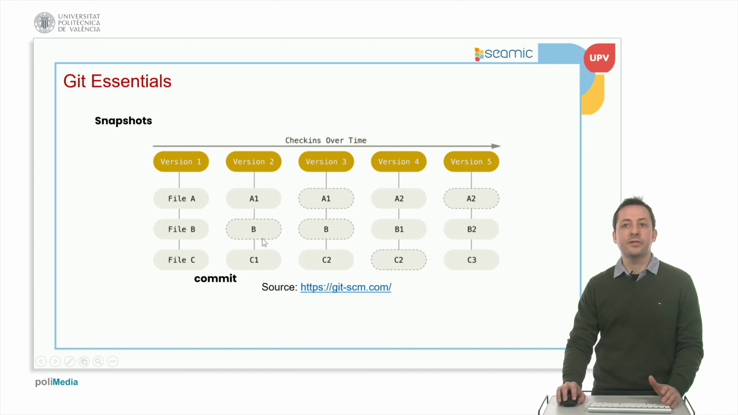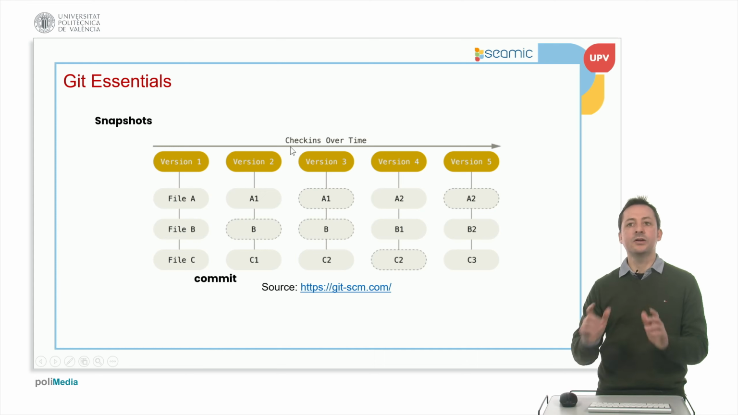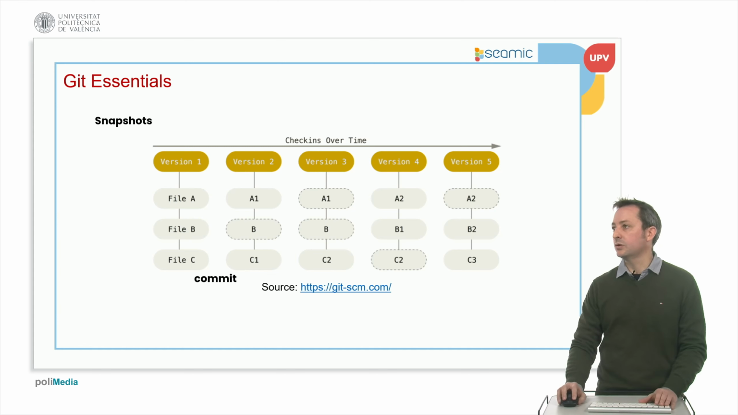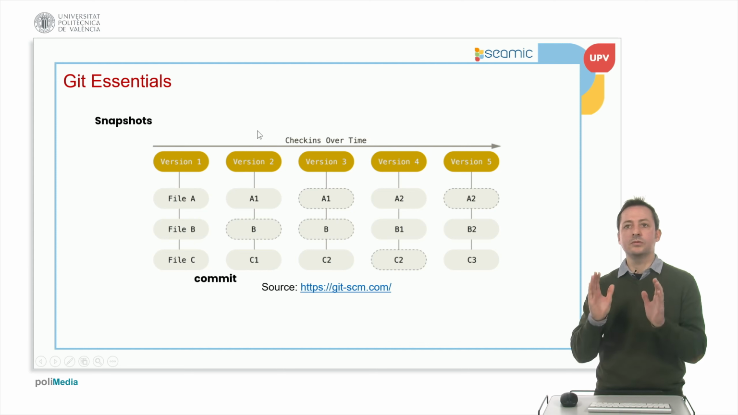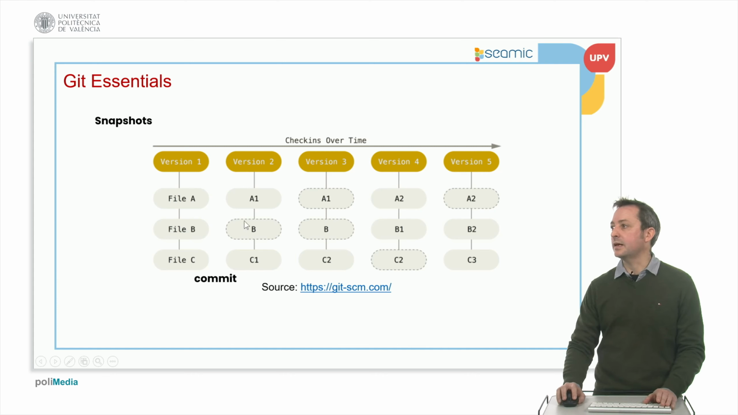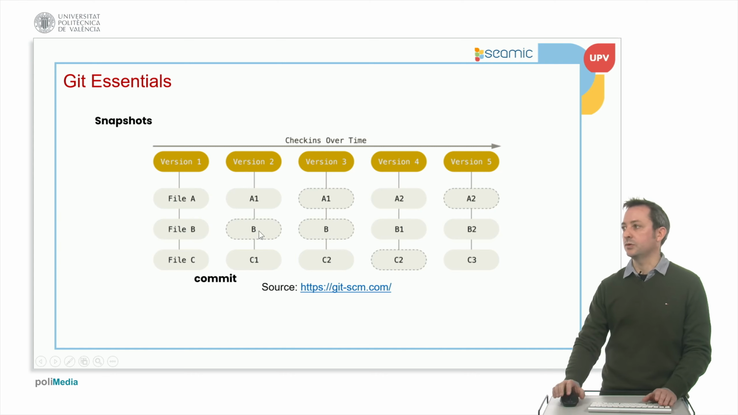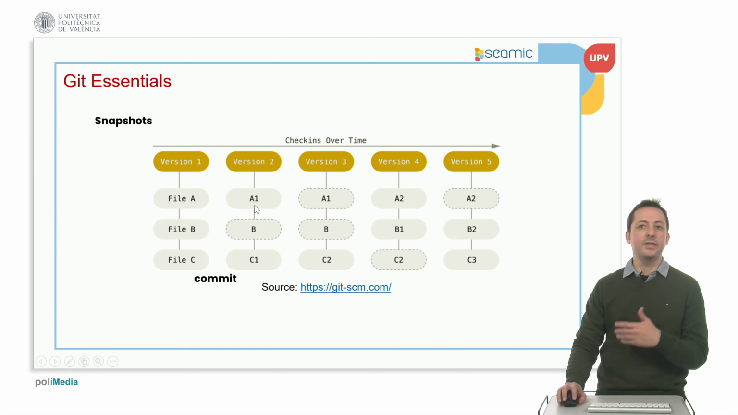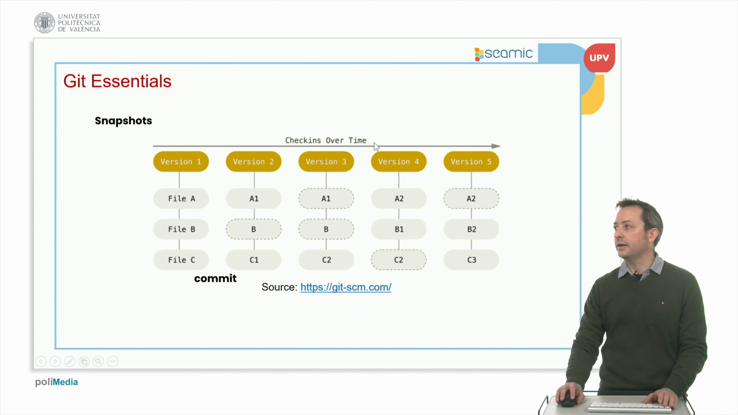In this case, the file B is not modified from the previous version, but we take another picture at this point. We create a different snapshot. So this snapshot refers to how the code is at this point. This snapshot is created by considering the previous snapshot. In this case, file A has been modified according to the previous state, file B is not modified, and file C is modified, for example, adding or deleting something. These snapshots are created over time and can be retrieved at any point.